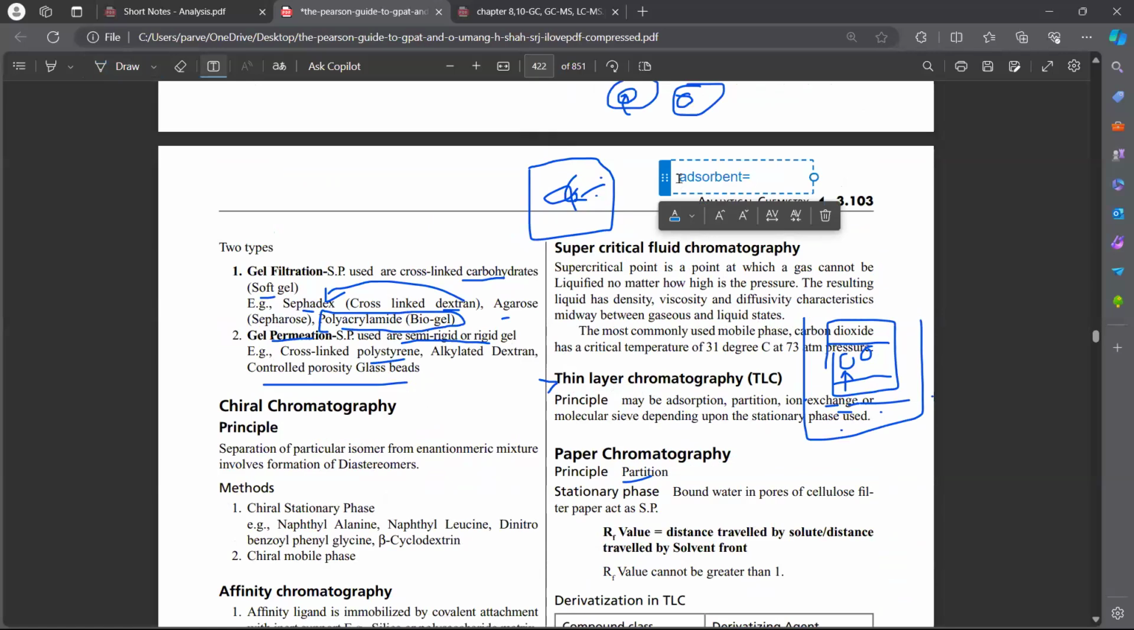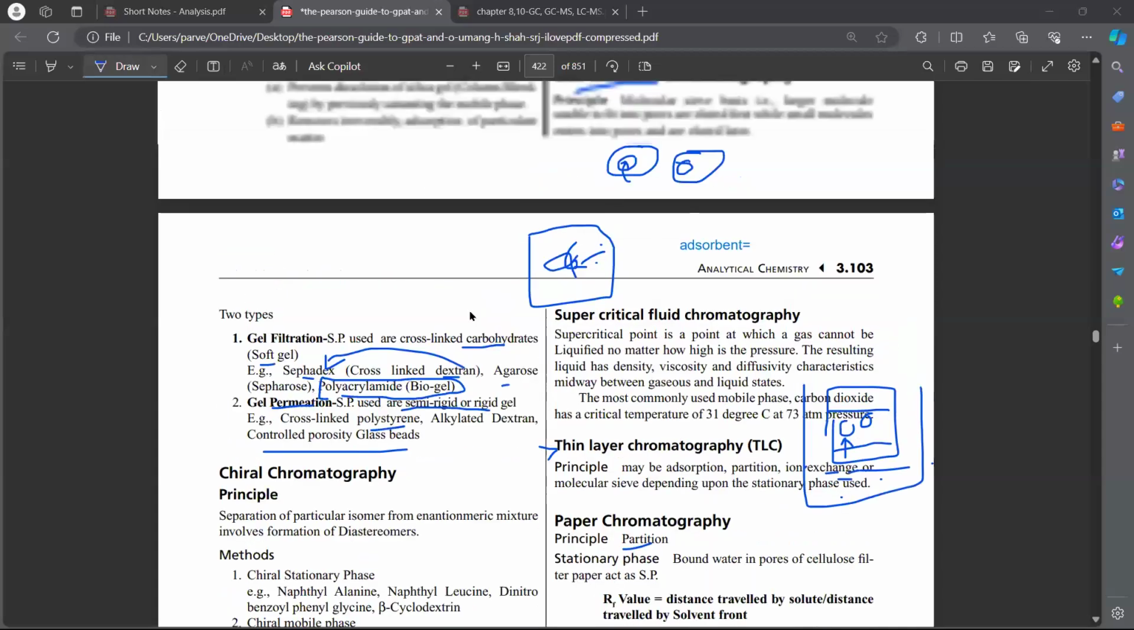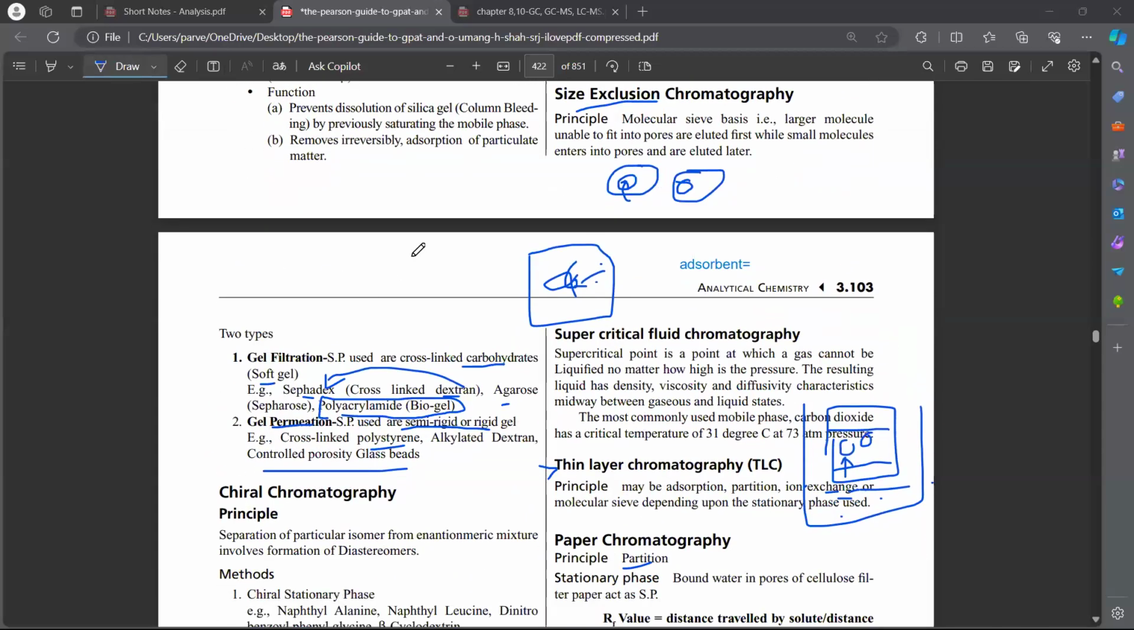Alumina, charcoal, diatomaceous earth, silica gel. Silica gel, great. So silica is acidic, basic, or neutral in nature? What is the nature of the silica? Is it acidic? Great. It is acidic in nature. And is it polar or non-polar? Polar, great, guys. So basically, silica is very highly polar in nature.